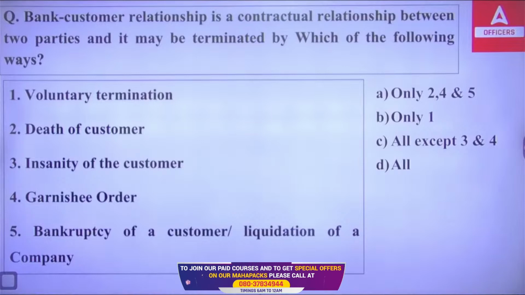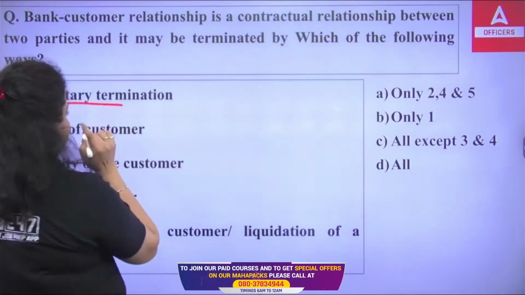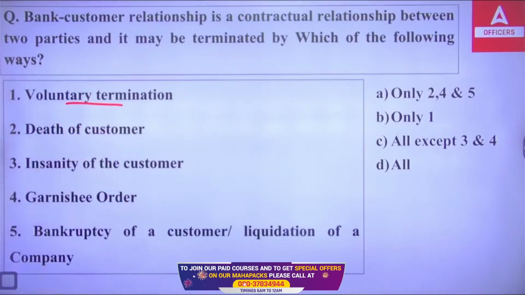A, B, C or D. So when it comes to the termination condition, the first one is definitely right. Voluntary termination is allowed, like when a customer gives a written request to the bank that I want to close my account, I want to close the relation, then it will be done. So on the basis of voluntary termination, it is allowed.